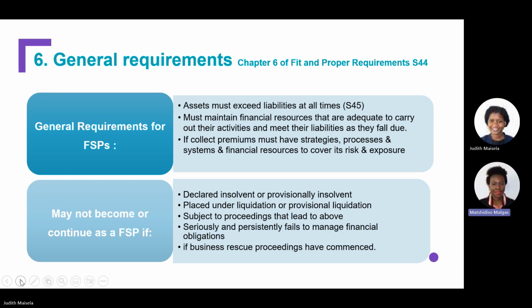That was quite a detailed analysis of the explanations or definitions that you gave for the fit and proper requirements. So moving along, we'll be looking at the general requirements. What are the general requirements for FSPs in terms of the fit and proper requirements? The first requirement is that the assets of an FSP must exceed its liabilities at all times, and that an FSP must maintain financial resources that are adequate to carry out their activities and meet their liabilities as they fall due in the ordinary course of business.